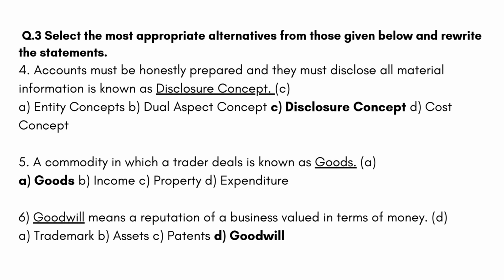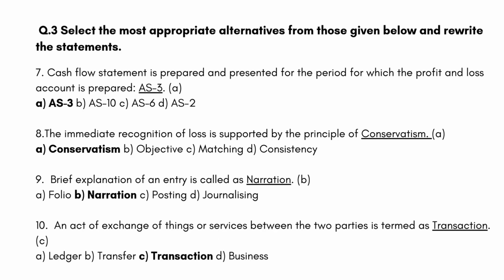5. A commodity in which a trader deals is known as goods. 6. Goodwill means a reputation of a business valued in terms of money. 7. Cash flow statement is prepared and presented for the period for which the profit and loss account is prepared. 8. The immediate recognition of loss is supported by the principle of conservatism. 9. Brief explanation of an entry is called as narration. 10. An act of exchange of things or services between the two parties is termed as transaction.